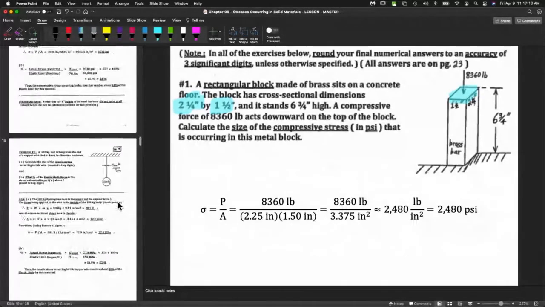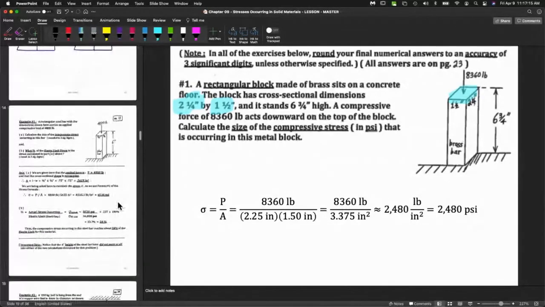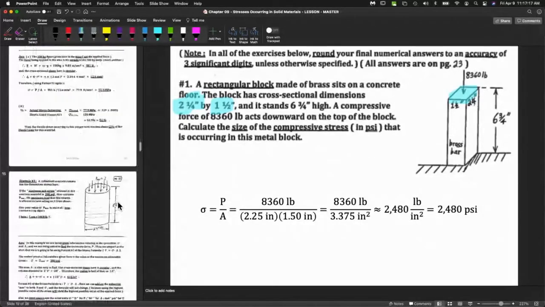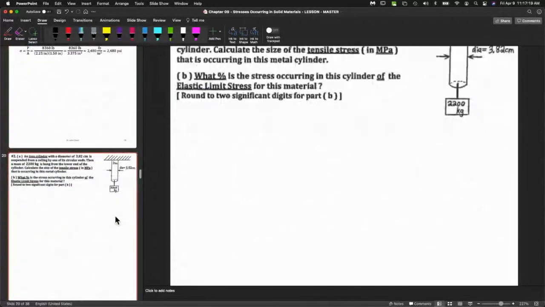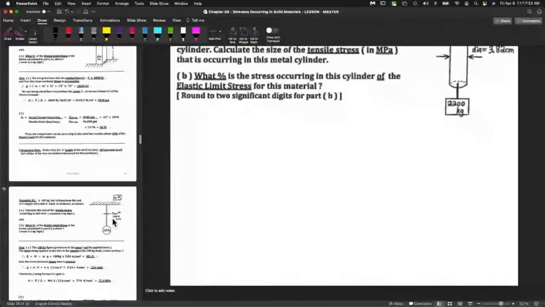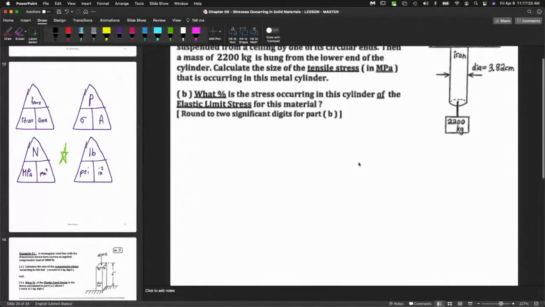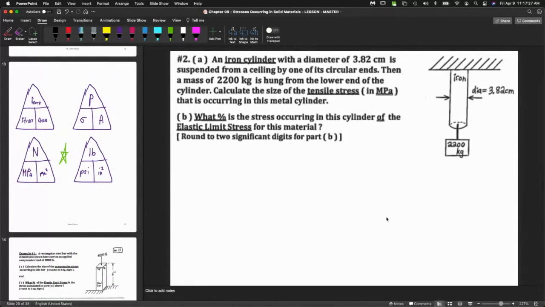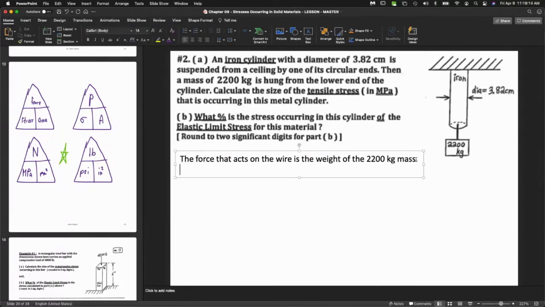So moving on to exercise number 2. I just have to click on it and come back. And I think we're good. I'm trying to keep this triangle on the side here. There we go. So an iron cylinder, oh sorry, just read the question on your own, that's fine. So I'm just kind of getting a head start on the discussion here.